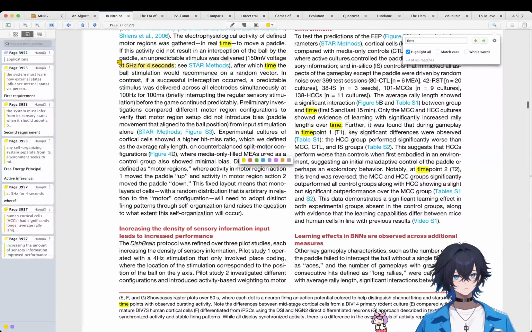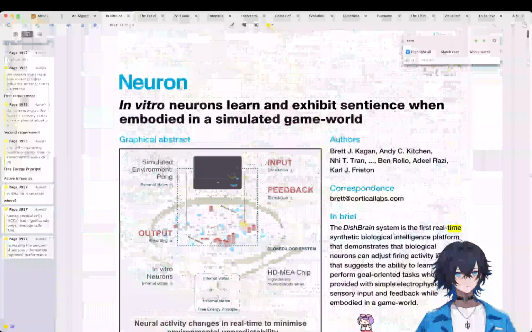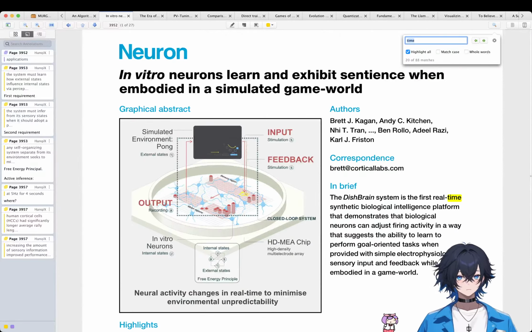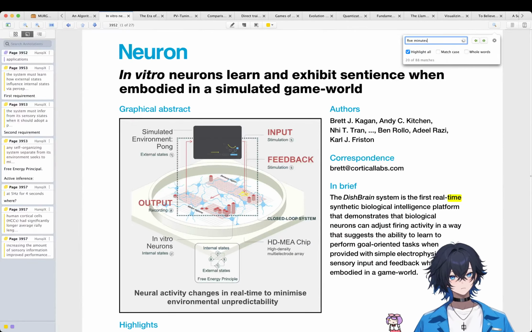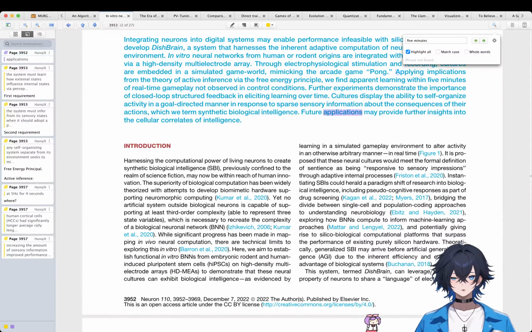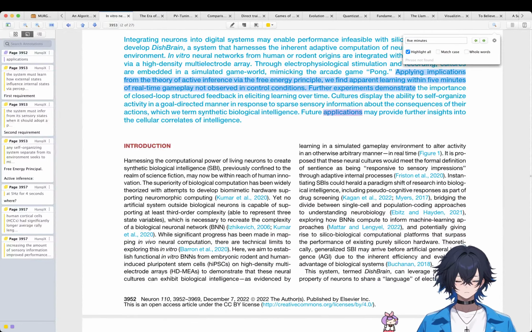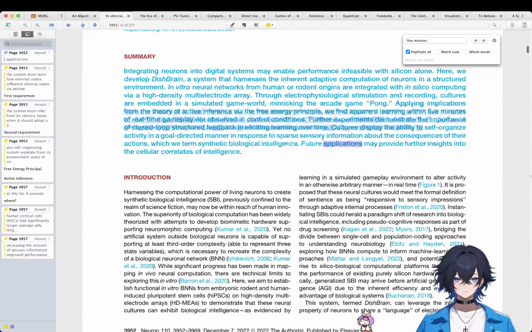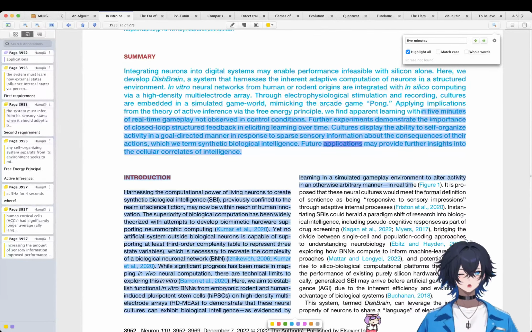Learning was observed within 5 minutes of gameplay. Really? Applying implications from theory actions, we find apparent learning within 5 minutes of real-time gameplay, not observed in control conditions. Okay, but how good was the gameplay?